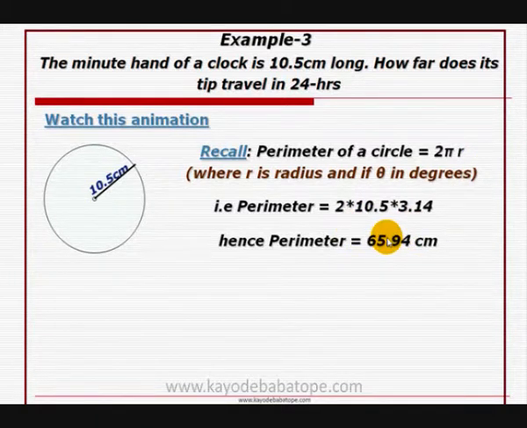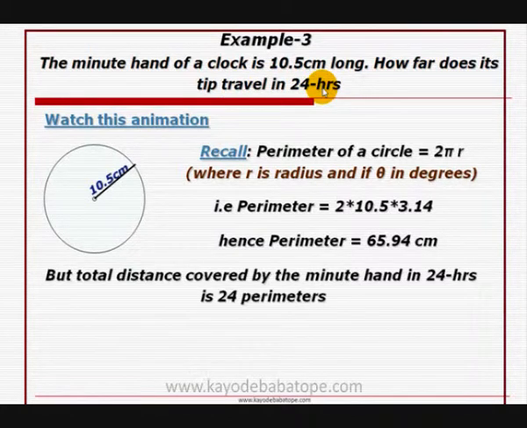centimeters. And something about this perimeter is that it is also the distance traveled by the tip of the minute hand every 60 minutes. That is, every 1 hour, the minute hand covers a distance of 65.94. I hope you understand, because it takes 1 hour for the minute hand to make a complete circular revolution. So every 1 hour, the tip of the minute hand covers a distance of 65.94. Now the question is, how far does it travel in 24 hours?